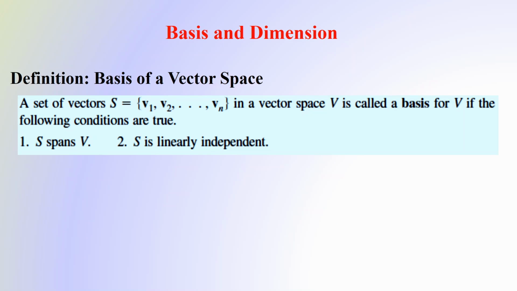First, we will go through the definition of a basis. If we have a set S in a vector space V, we call it a basis if the following conditions are true. We have a subset of V, which we denote by S, and it contains the vectors V1, V2, up to Vn, and S has two properties.